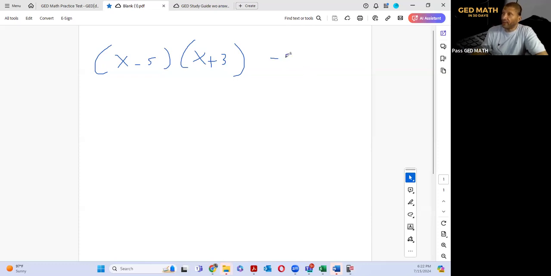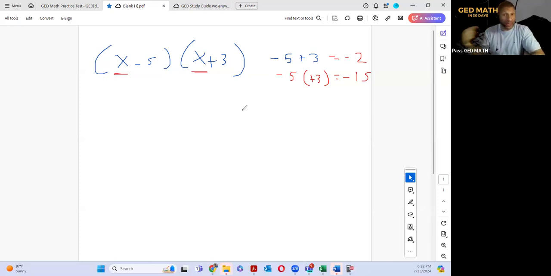Minus 5, plus 3. So you take your two terms. This only works when these variables have a coefficient of 1. So there is no number in front of the x, it's just 1. Minus 5 plus 3 is minus 2. Minus 5 times plus 3 is a minus 15. I can easily see that. I can do that quickly.